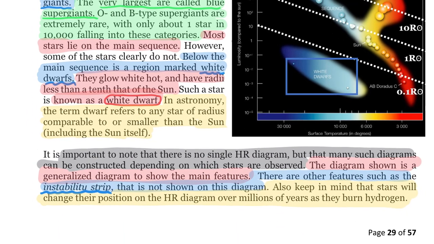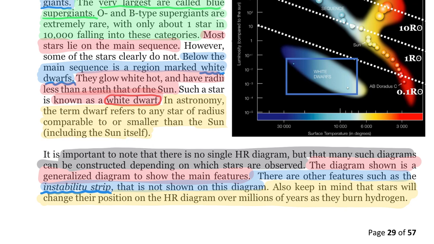Something else important to note is that there's no single HR diagram, but many such diagrams, and they can be constructed depending upon which stars are observed. So this is just a generalized diagram to show the main features. There are also other features such as the instability strip, and obviously, like the periodic table, the deeper you go into astrophysics and cosmology, the more you can see out of a tool like this.